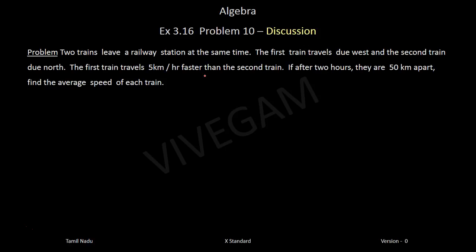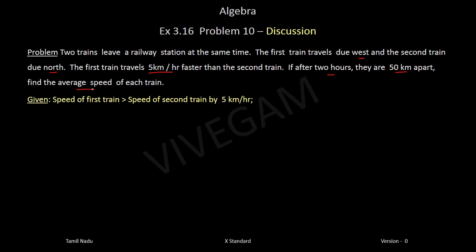Okay, so basically what they say is that the two trains are traveling perpendicular to each other, and the first train travels 5 km faster, and they are 50 km apart after 2 hours, right? And the first train is traveling west and the second train is traveling north, right? And we are asked to find the average speed of the train.